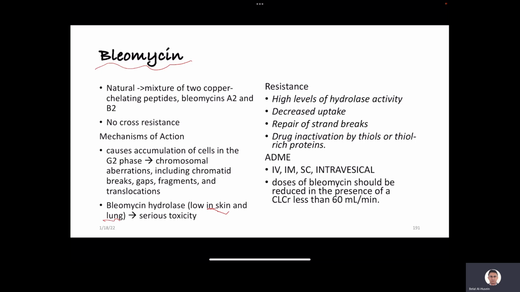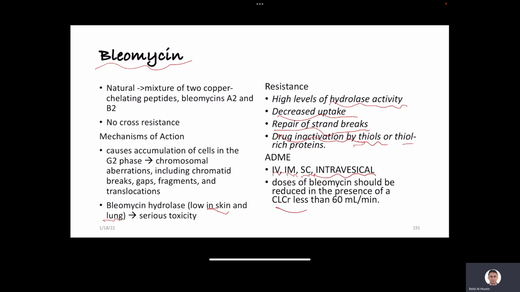Resistance could develop if the cancer expresses high levels of the inactivating enzyme, bleomycin hydrolase, reduced uptake of the drug, increased mechanisms of repair of strand breaks, and inactivation of the free radicals that are generated from bleomycin by free radical scavenging moieties like thiol or thiol-rich proteins. The drug could be given IV, IM, sub-Q, or intravesicular directly into the bladder.